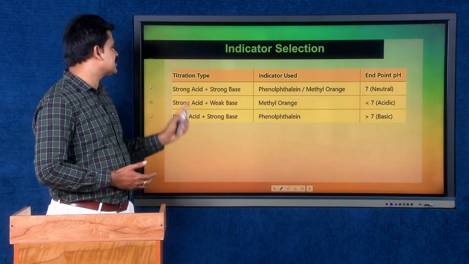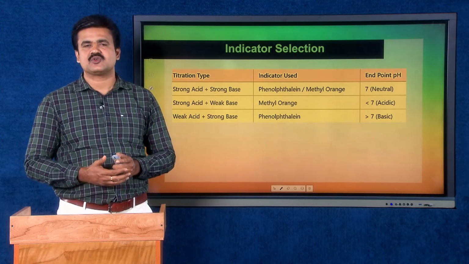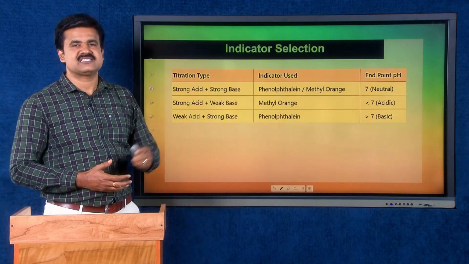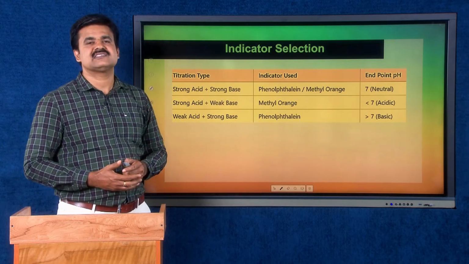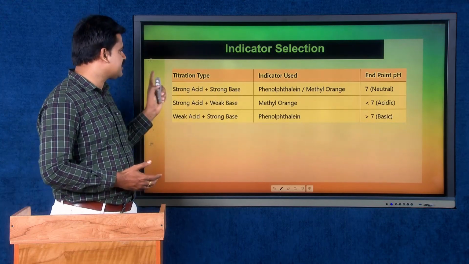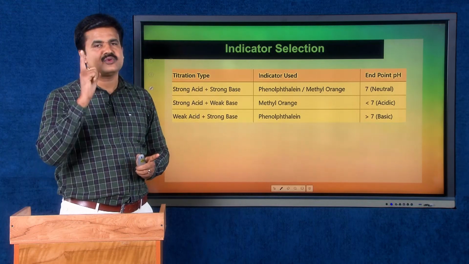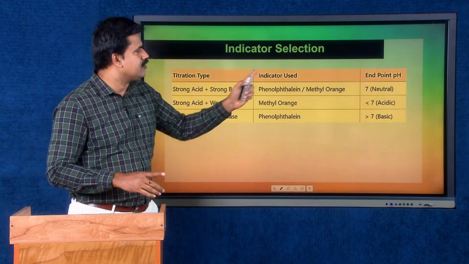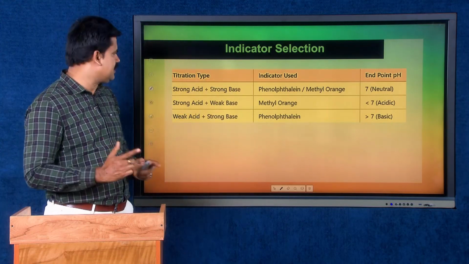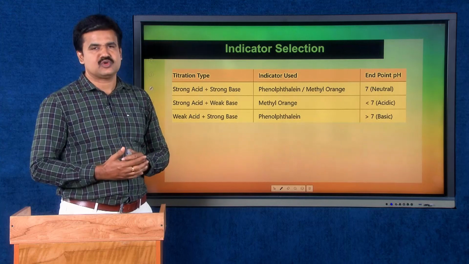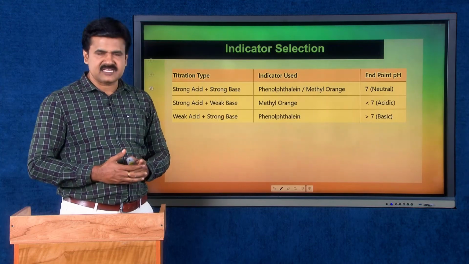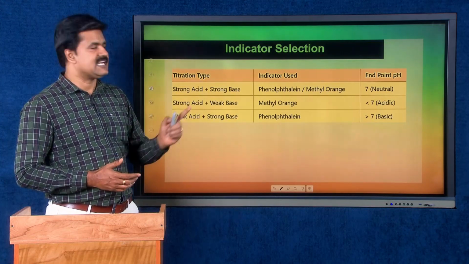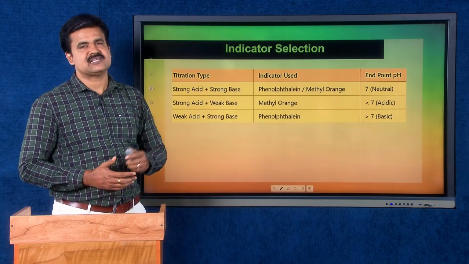So, in the titration type, the first category is SA against SB, that is strong acid against strong base. Here you can use both indicators. That means phenolphthalein or methyl orange can be used, and the end point has a neutral pH that is equal to 7. For titration between strong acid and weak base, methyl orange is the apt indicator and the pH must be less than 7. However, for the titration between weak acid and strong base, the indicator you should use is phenolphthalein, and at the end point the pH should be greater than 7. That is why the basic pH.